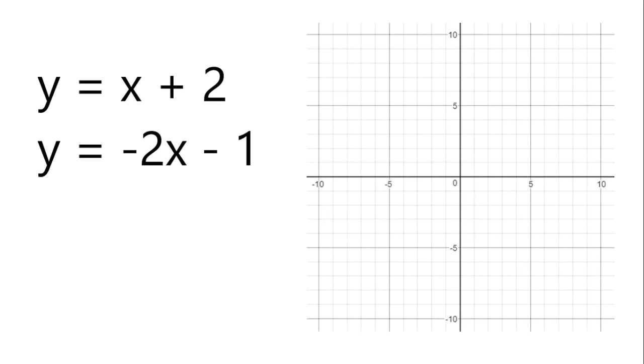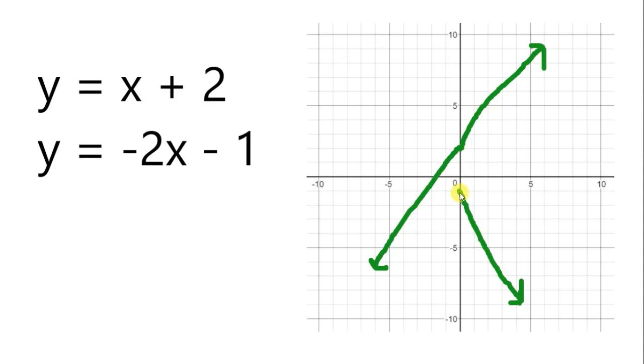The first one I'll show you is by graphing. Graph all equations in the system on the same coordinate grid. And the intersection is the solution to the system of linear equations. It's pretty simple and quick, but not very accurate.